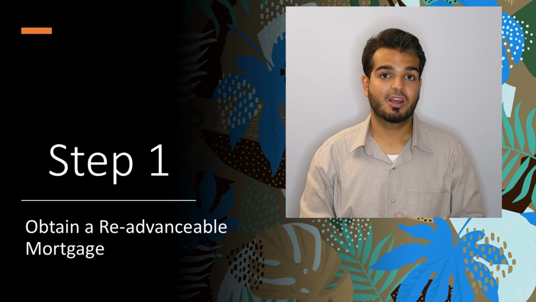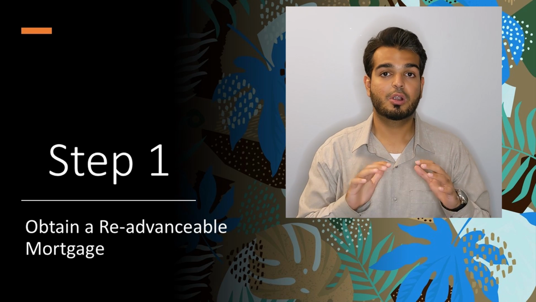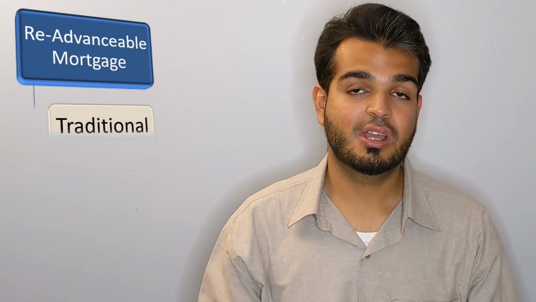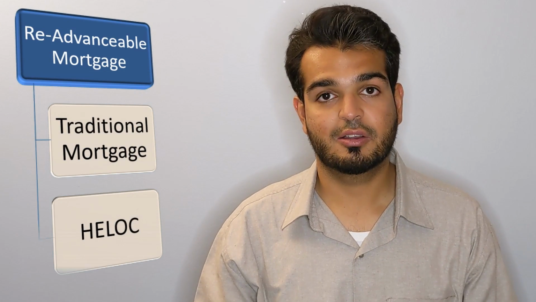Step number 1, obtain a re-advanceable mortgage loan from a lender. This type of mortgage consists of a regular mortgage and a re-advanceable HELOC, which increases by the same amount of the principal you pay down on your mortgage. This means that the more principal you put towards a mortgage, the more funds you can access through your HELOC.